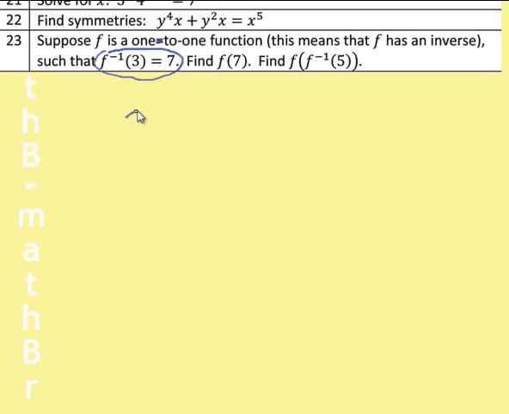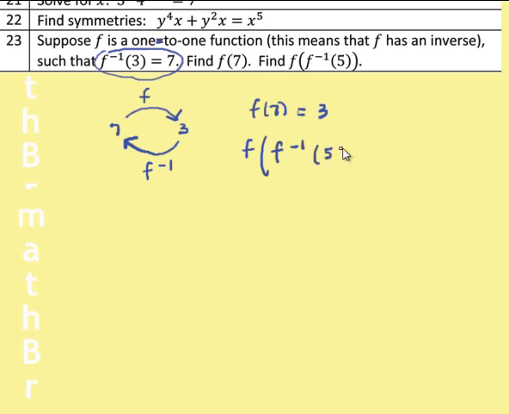So here if we have f, and here we have f inverse, f inverse takes 3 over to 7. So that means that f takes 7 to 3. So f of 7 is equal to 3. Now, f of f inverse of 5, well, that's just equal to 5. If we do, say, an inverse followed by the function, we get the number back.